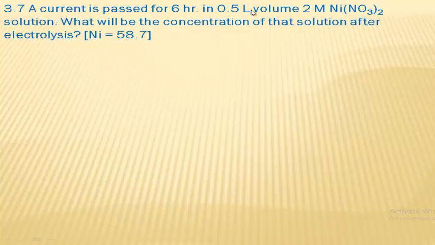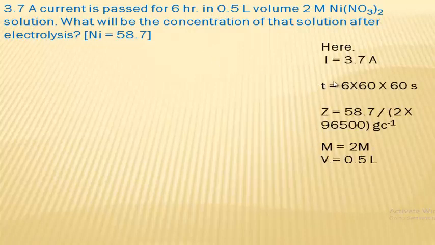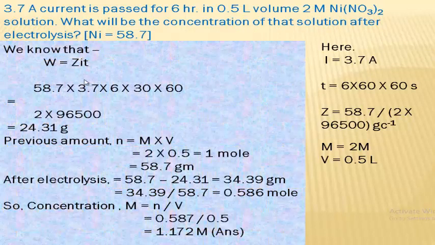In the first step you have to determine the amount of deposited metal. Follow here, I is given, also T, and Z we can also calculate. So from these given values we can easily calculate the amount W. Also the concentration of the electrolytic solution is given, that is 2 molar, and the volume is 0.5 liter. So how can we solve the problem? Follow here. At first we will calculate from Faraday's law the amount of deposited metal, that is 24.31 gram.